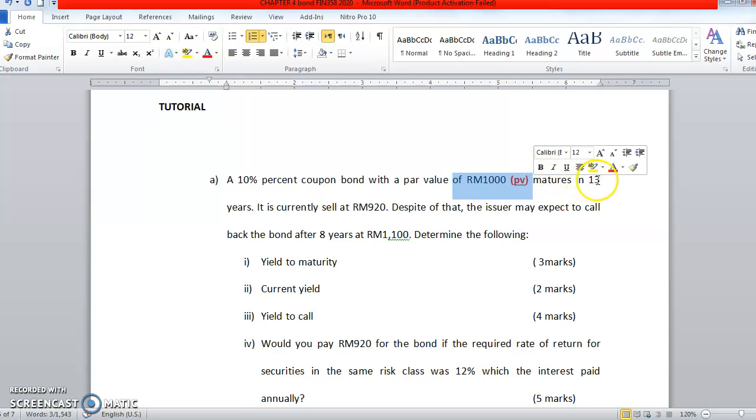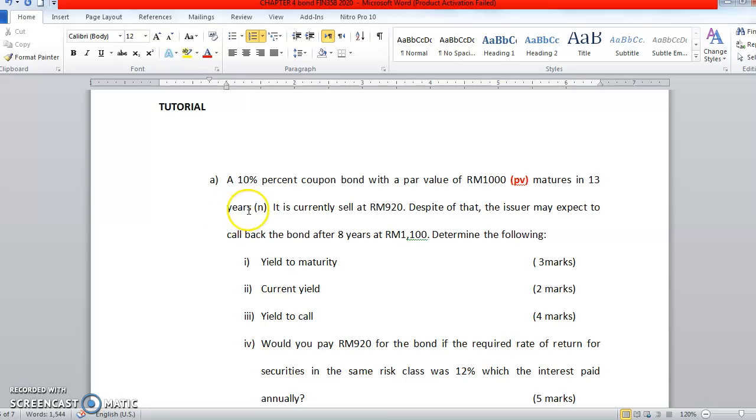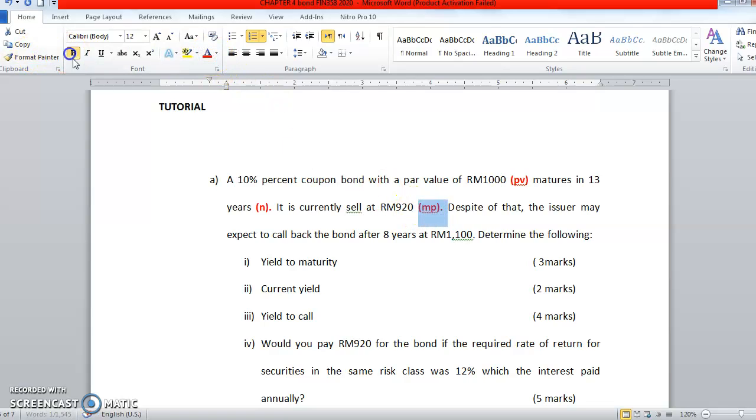So matures in 13 years, this is your N. It is currently sells at 920. So this is your market price, MP, right? This is your market price MP.